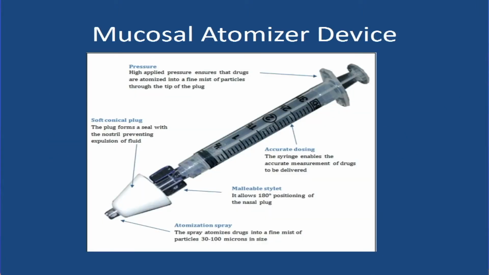This is a mucosal atomizer device, and this mucosal atomizer device has a soft foam tip that can be placed in the nares, and the dosage of medication that's used can be divided in half, so one for each side. Midazolam, for example, is a drug that can be administered with this mucosal atomizer device, or MAD device, and the dosage can be applied half to each nares.